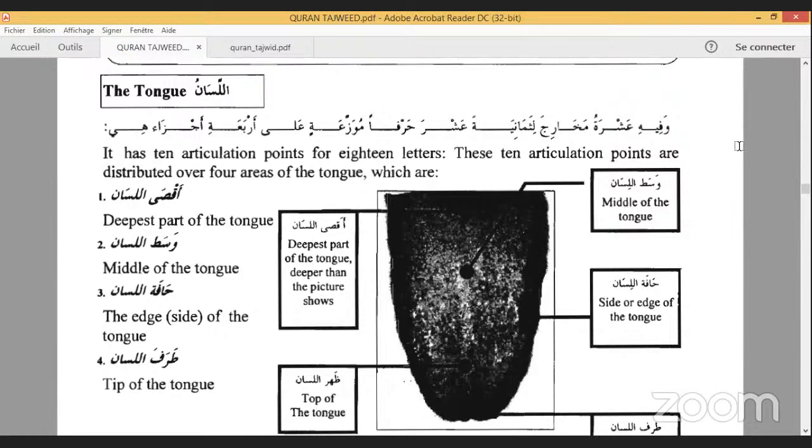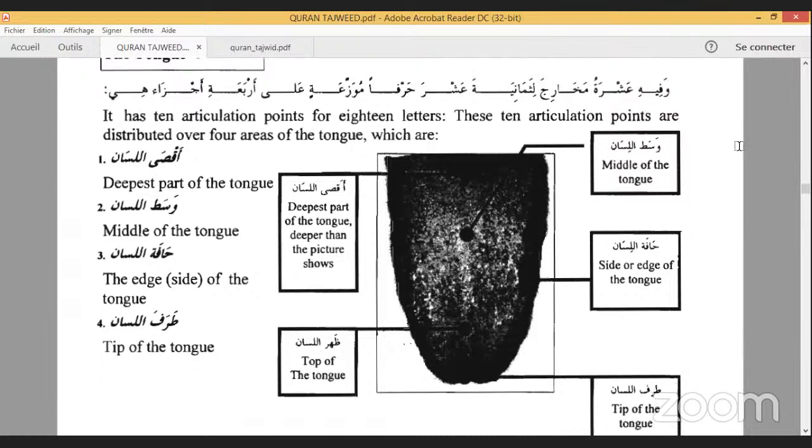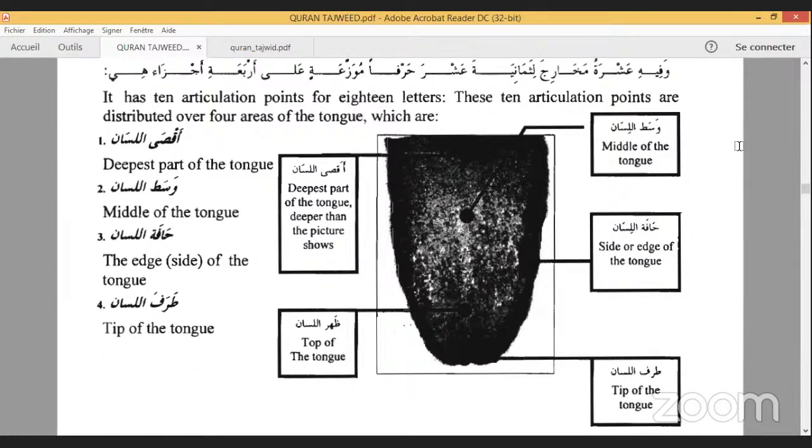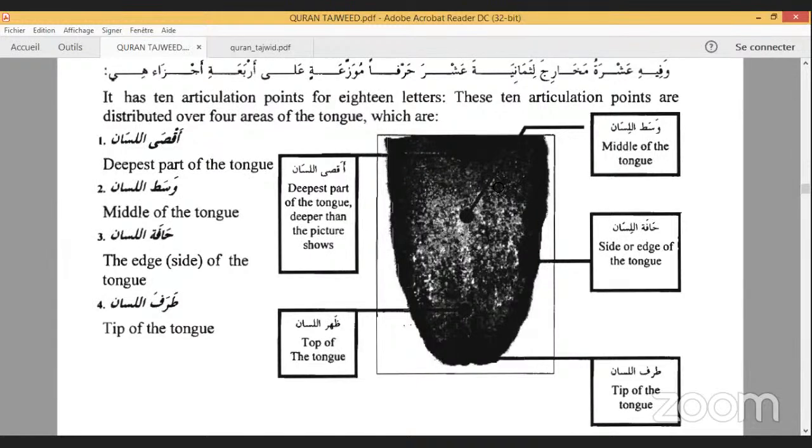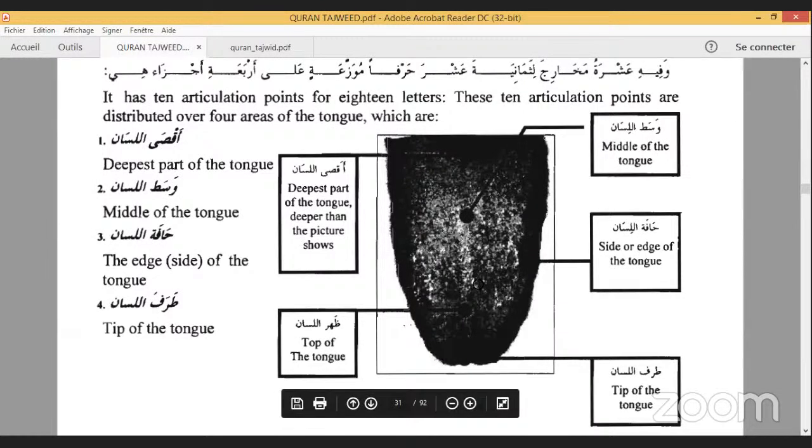So as you see in the picture, please look at the picture. Look here. This is the tongue, this black part in the picture. Maybe in the next episode we are going to see this in color, inshallah. So this part is the top of the tongue. This is the tip. This is top, this is tip.